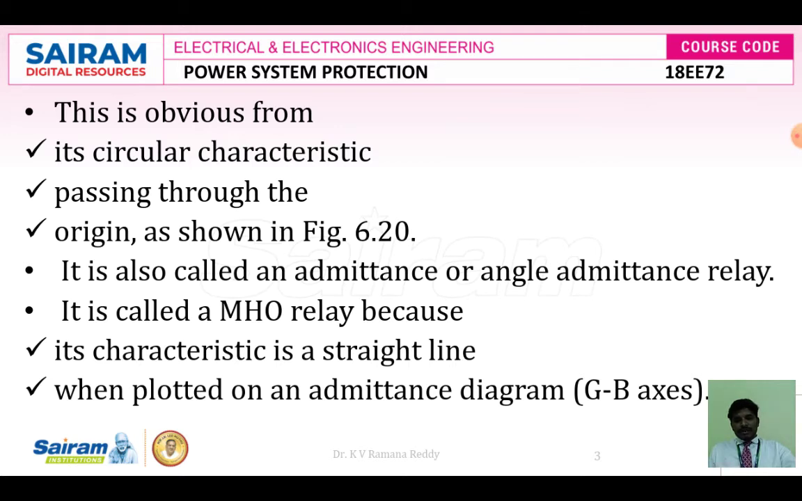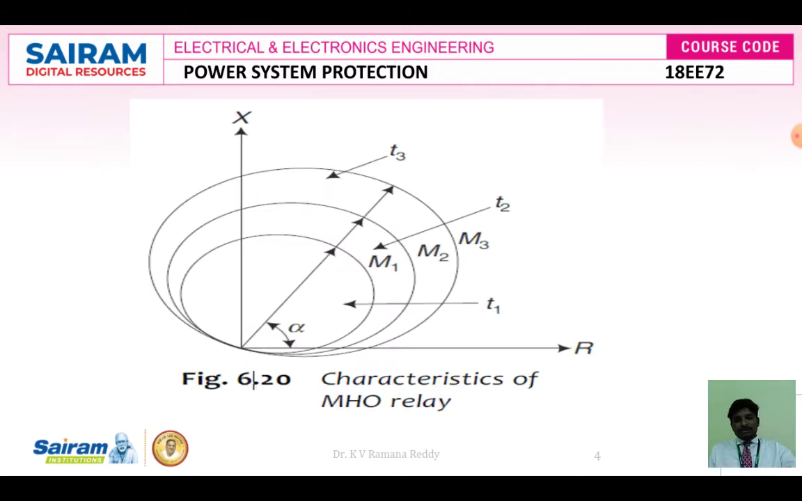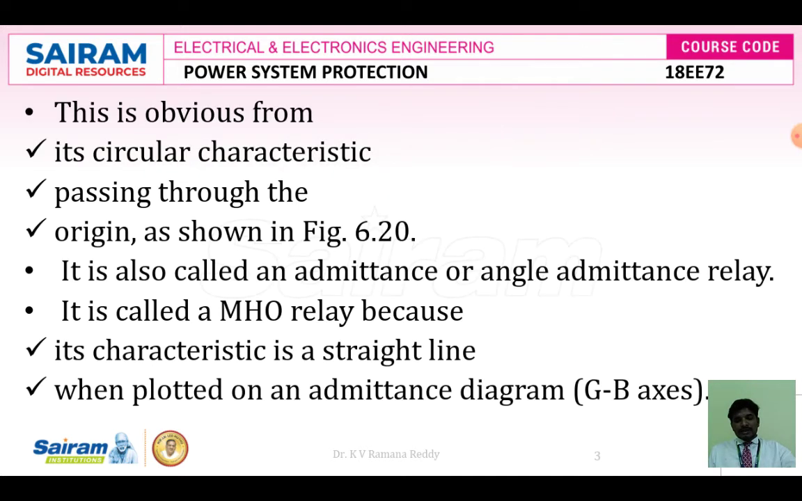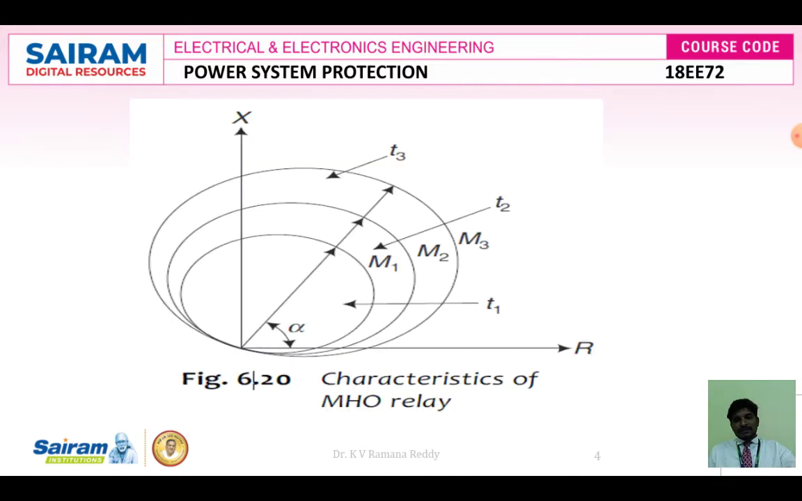Its characteristic is a straight line when plotted on the admittance diagram, whose axes are G and B, where G is conductance and B is susceptance. Conductance is a property of the material: at what amount of force it allows direct currents. Susceptance is a property of the material: at what amount of force it allows alternating currents through the device. Therefore admittance is the sum of conductance and susceptance, so Y equals G plus jB.